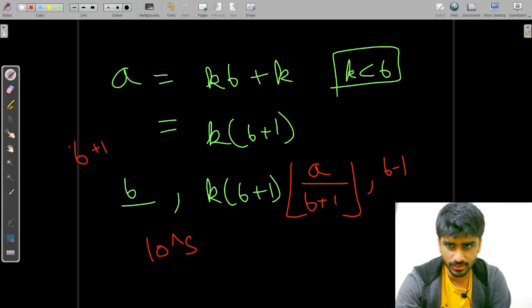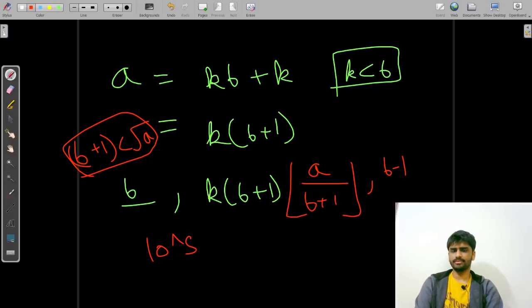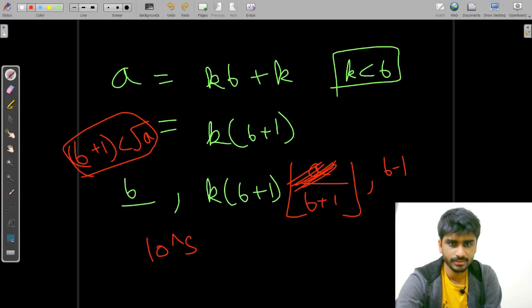When b plus 1 is smaller than root a, I can have one algorithm, and for the other one I can have another algorithm. One of them will always be smaller than root a. And a is of the form kb plus 1. Wait a minute, maybe a should be divisible by b plus 1. No, sorry, this is not a, this is x. Yeah, this is x.